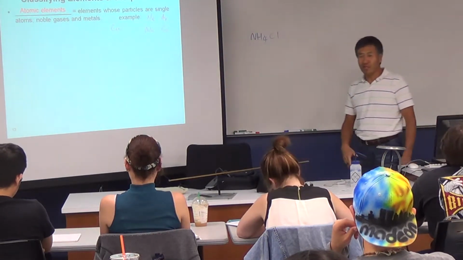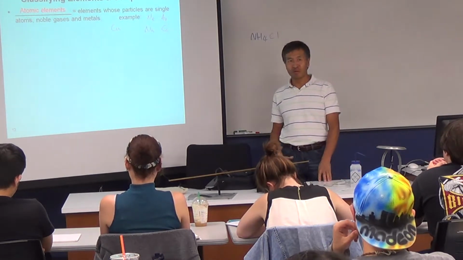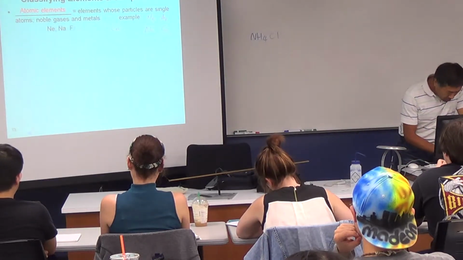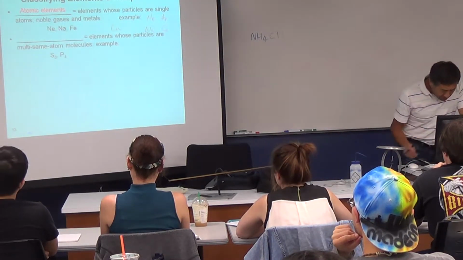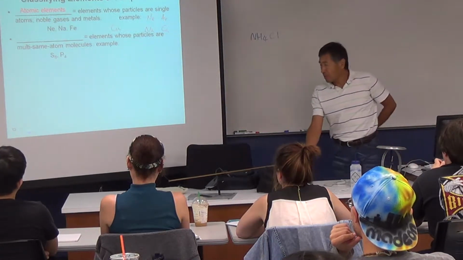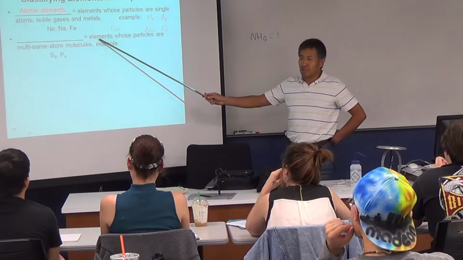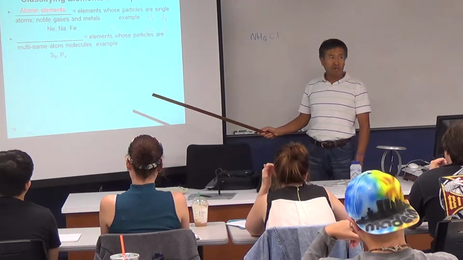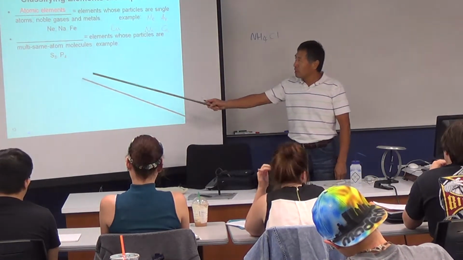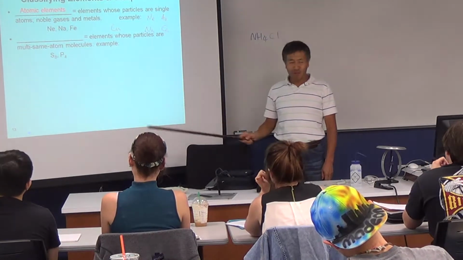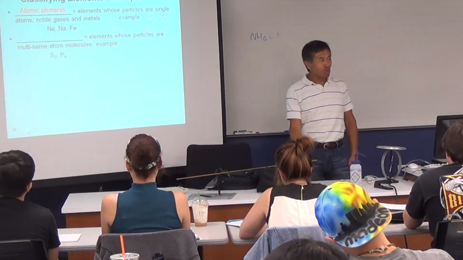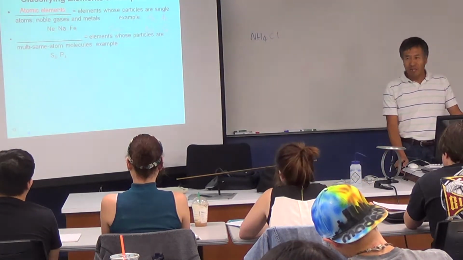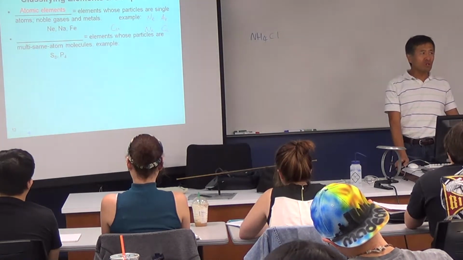So there are two other groups. You can use any of those elements in these two groups, some noble gases, some metals. Now this second type is also elements. These are elements whose particles are multiple same-atom molecules. So you have to see there are molecules in it, but what type of molecules? Those molecules have the same type of atom. So therefore, you still have the key word element in it.